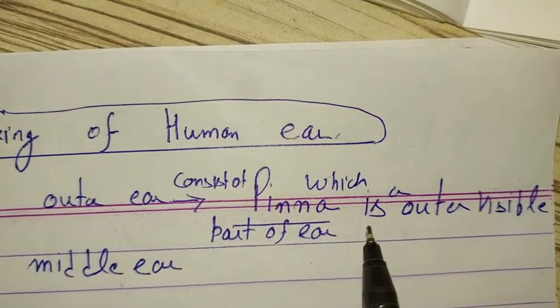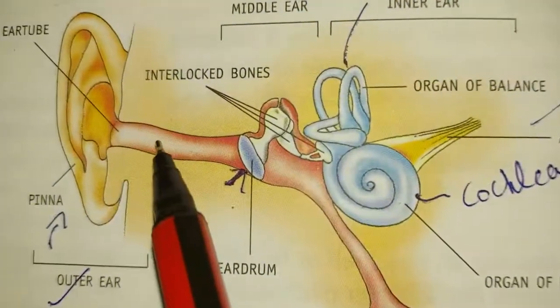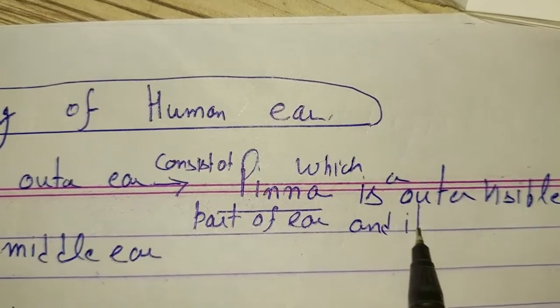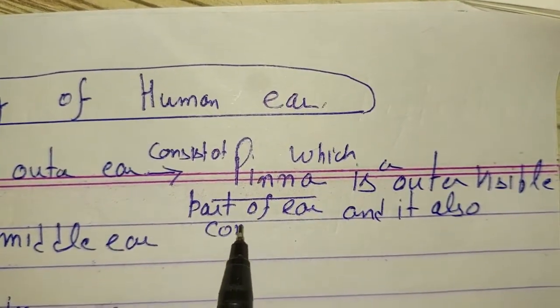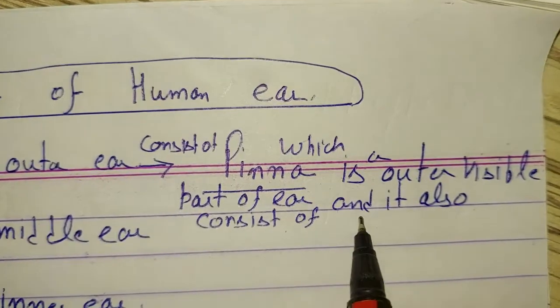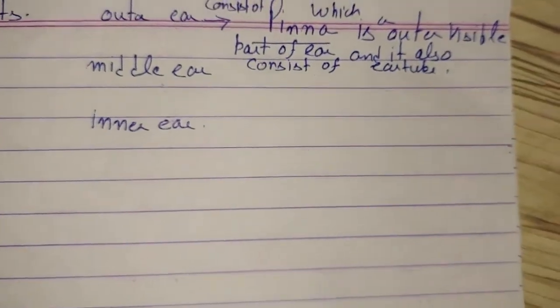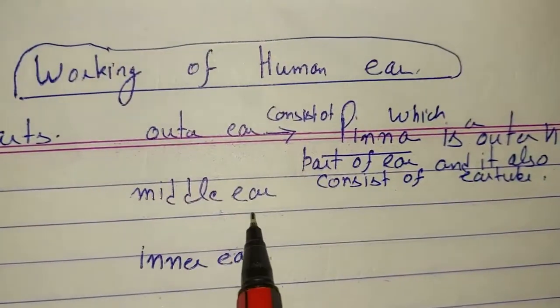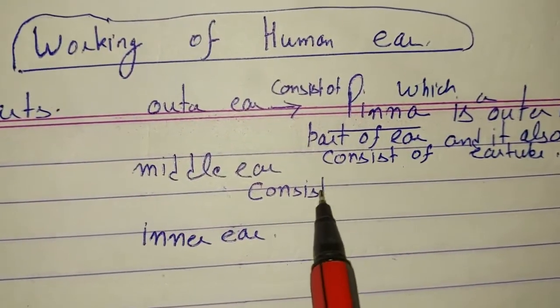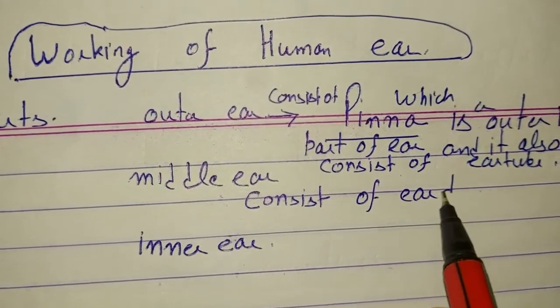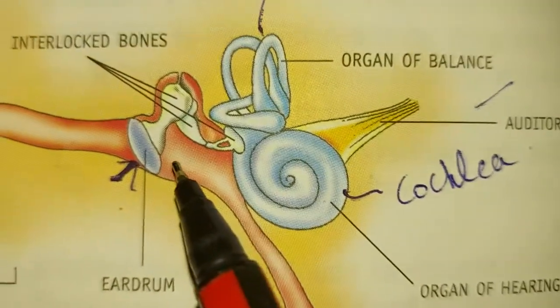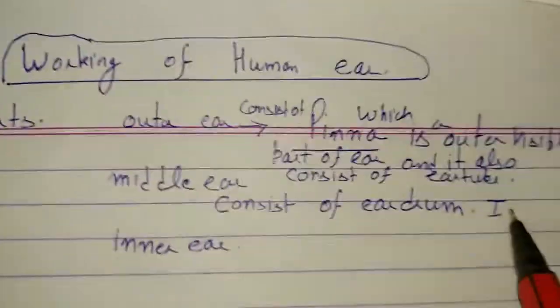And it also consists of the ear tube. So this is the ear tube. This ear tube has a connection with the eardrum. So this is the eardrum. The eardrum is a stretched membrane.